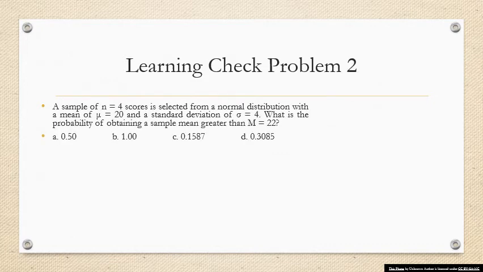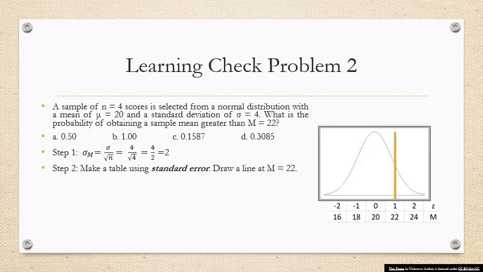Learning check problem 2. Again, see if you can work it. A sample of n equals 4 scores is selected from a normal distribution with a mean of 20 and a standard deviation of 4. What's the probability of obtaining a sample mean greater than M equals 22? First, we have to find our standard error. I found 2. Next, we make a table using our standard error. Again, we use the population mean of 20, and we use a standard error of 2 to make our table. Draw a line at M equals 22.